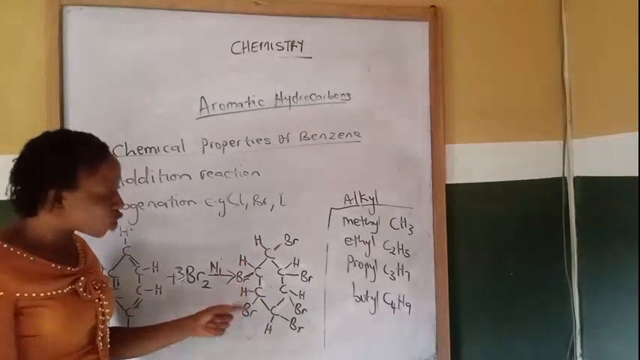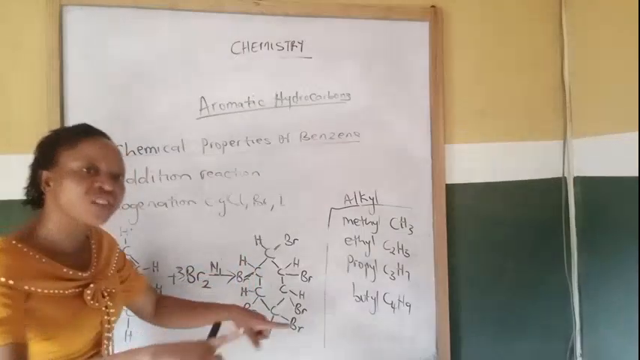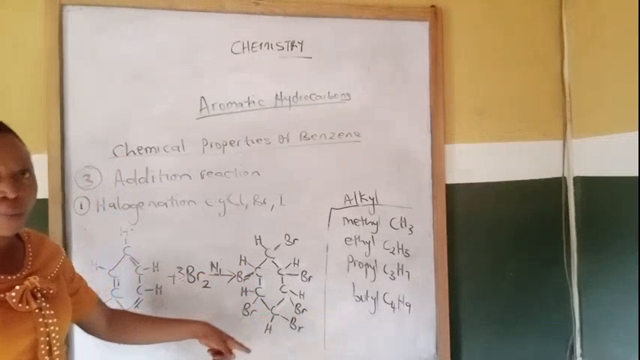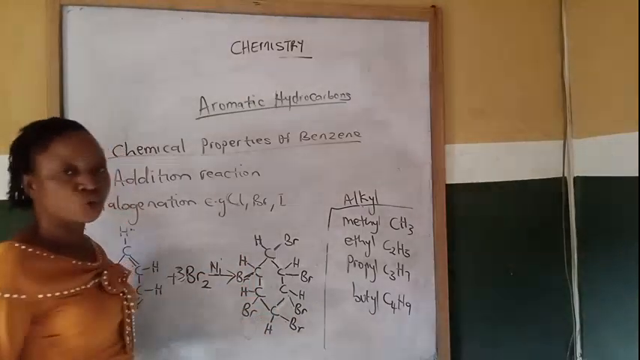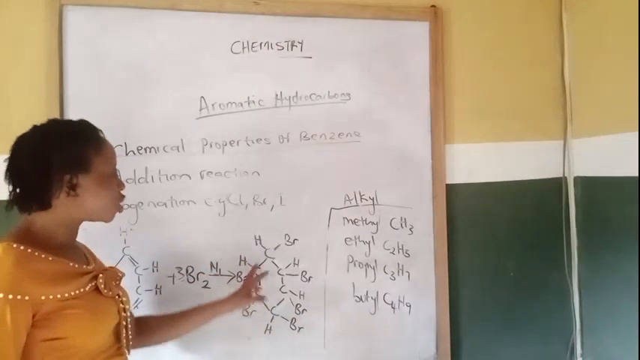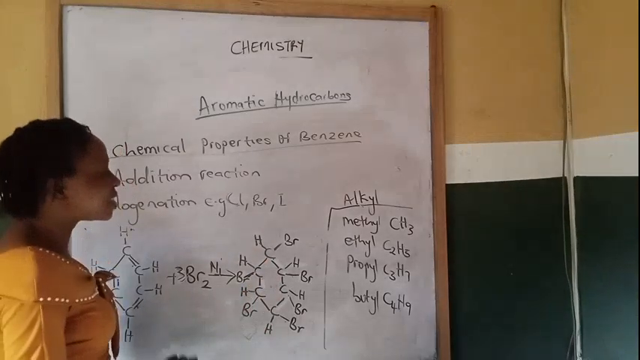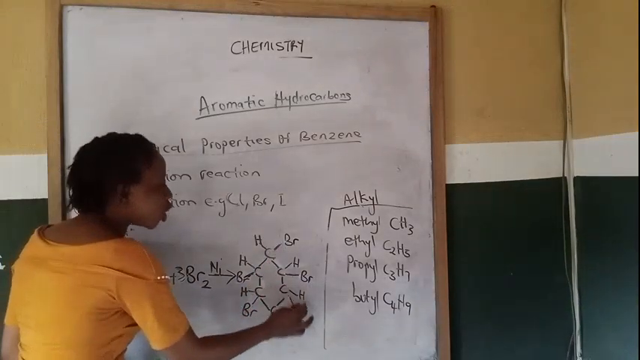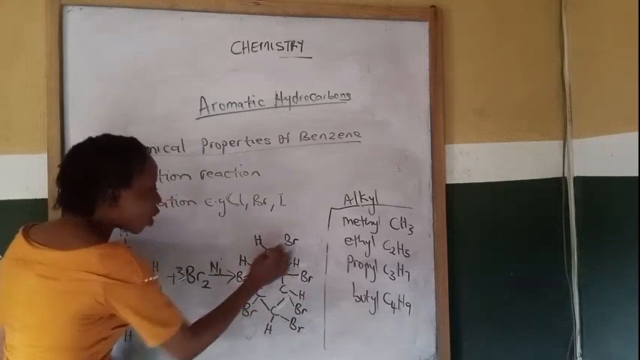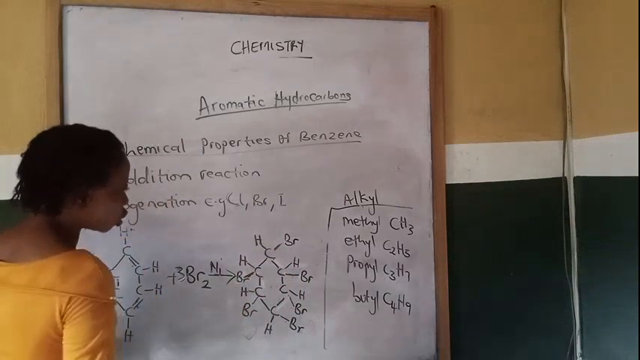We call it cyclo because the chain is being closed. It's not a straight chain hydrocarbon. That is why we call this a cyclo. So we call this structure cyclohexane. Then at the same time, you have to name the position of all these bromine. So let's name this structure now.